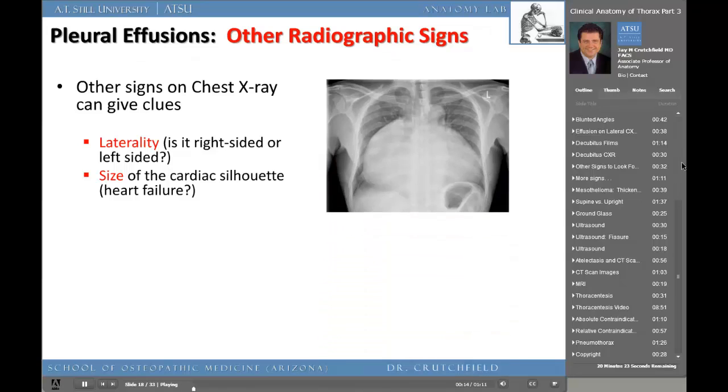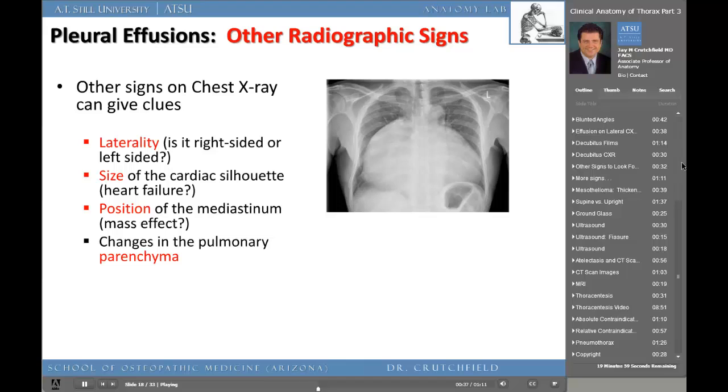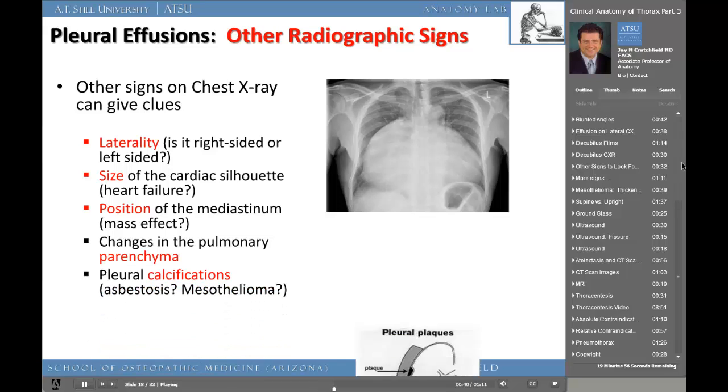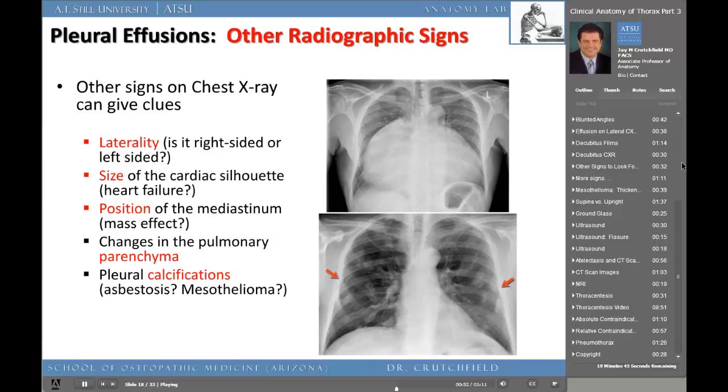What if the mediastinum looks really wide? What if there's cancer or a tumor in the posterior mediastinum? Or what if the lungs look funny? Is it possible the patient has asbestosis or mesothelioma? Exposure to asbestos can cause thickened pleural calcifications which show up on chest x-ray. And of course, mesothelioma, which is a cancer, can also show up as a thickened pleura. All of this can be seen on a chest x-ray. And of course, what if the bones are being eaten away, for example, by prostate cancer? This may all give us signs that the patient has a pleural effusion and may lead us to the cause of that pleural effusion.